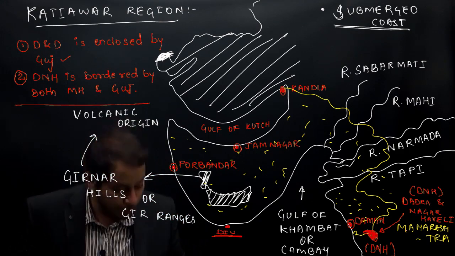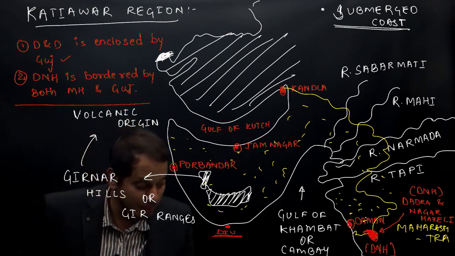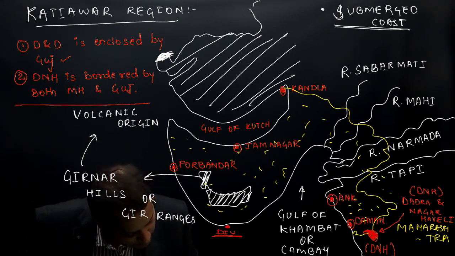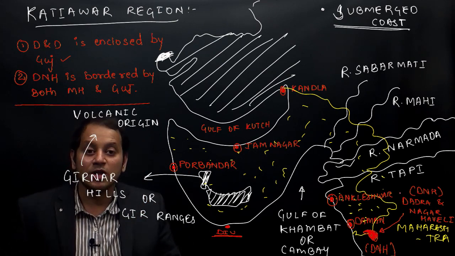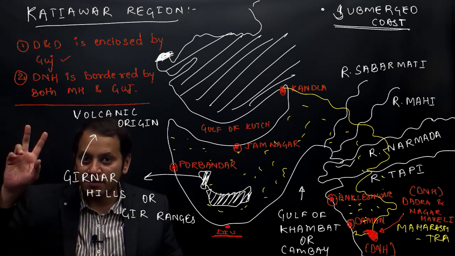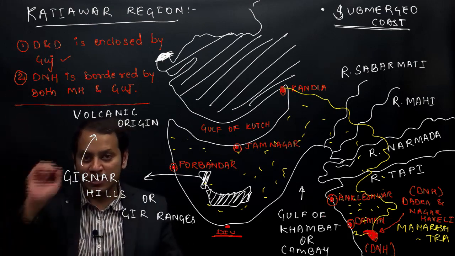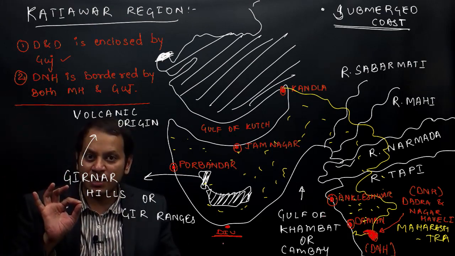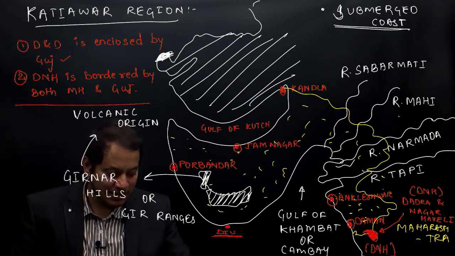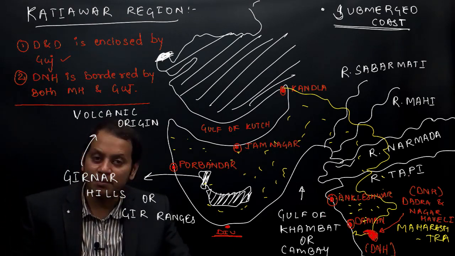There is one more port which lies here, and it is the port of Ankleshwar. So Porbandar, Ankleshwar in the Gulf of Khambat, Jamnagar, Kandla in the Gulf of Kutch, Diu in the Gulf of Khambat region. Which are the four rivers which drain into the Gulf of Khambat? It is the Sabarmati, Mahi, Narmada and Tapi.